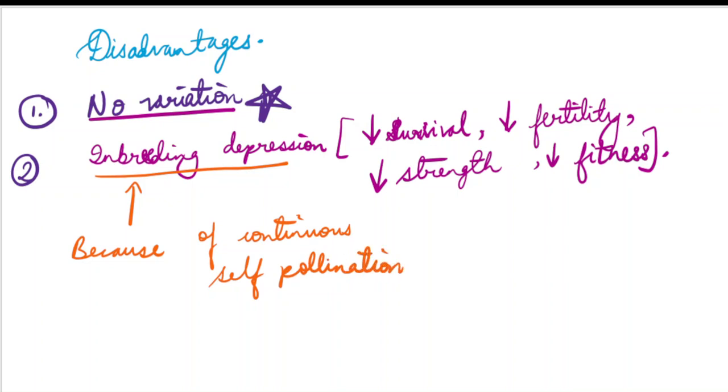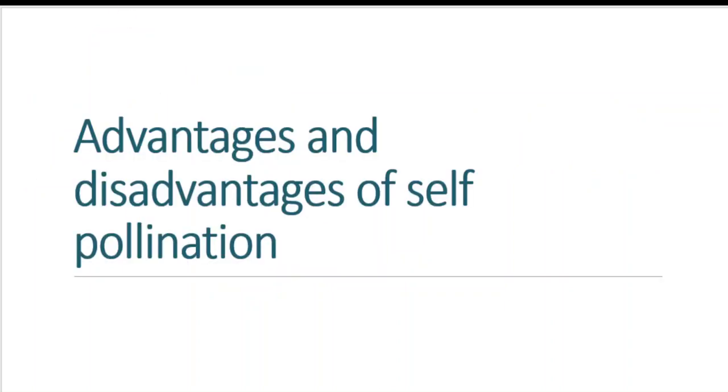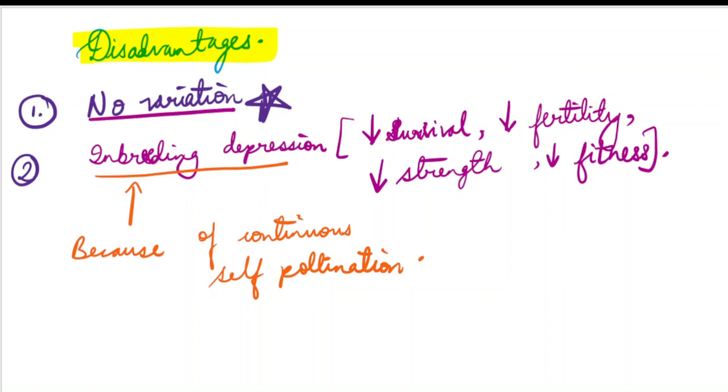Okay. So, coming towards the next point. This was the first point which we spoke about, advantages and disadvantages. Now, the next point is: what are the contrivances for self-pollination? What is the meaning of contrivances? Contrivances means devices. We want such devices which will give only self-pollination.